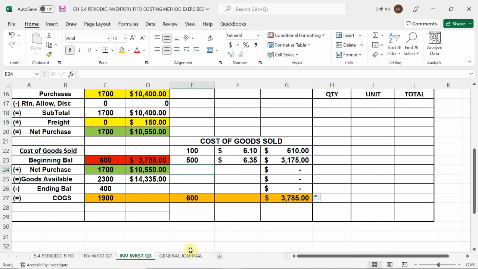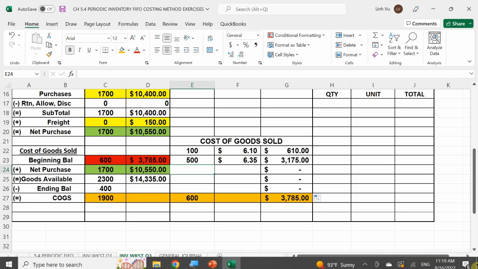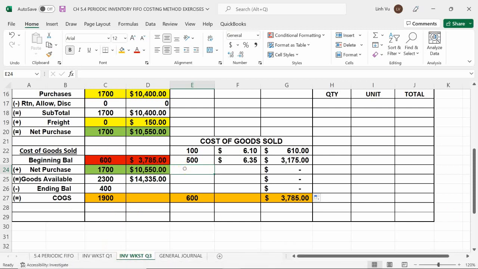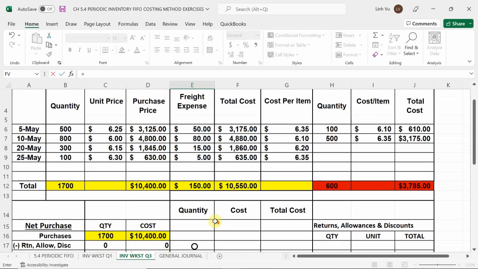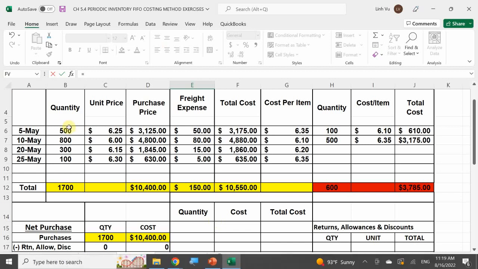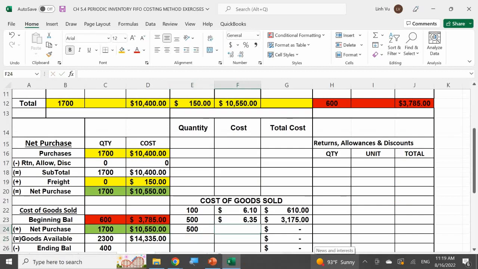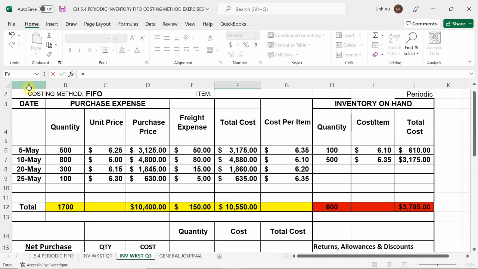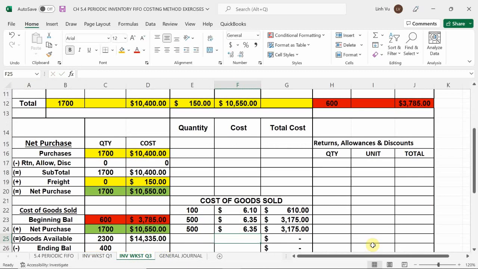At this point, you need to keep going because 600 out of 1900, you still have 1300 left, or at least roughly a lot left. So let's see which batch of inventory we're going to sell next. In this case, I already got rid of all my beginning inventory, so now I should be dipping into my net purchases. What am I going to get rid of first? May 5th, 500. Right now that cost per item is the 635. So there goes another 3,175.